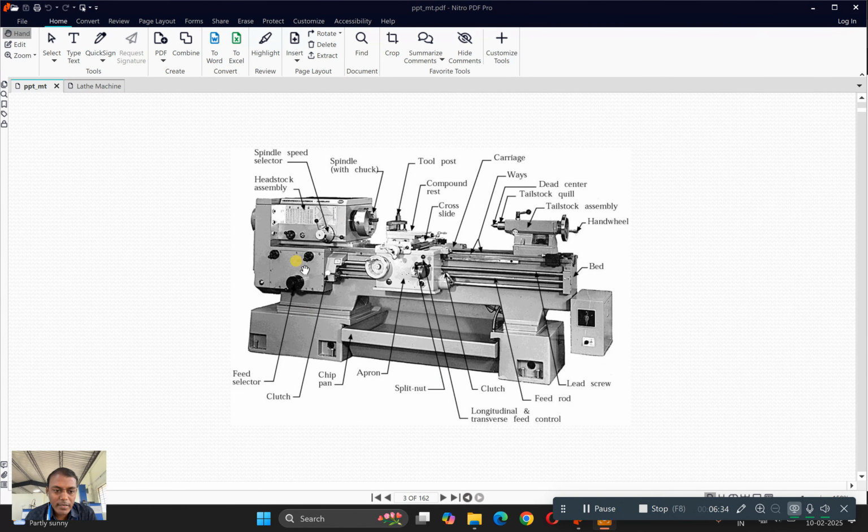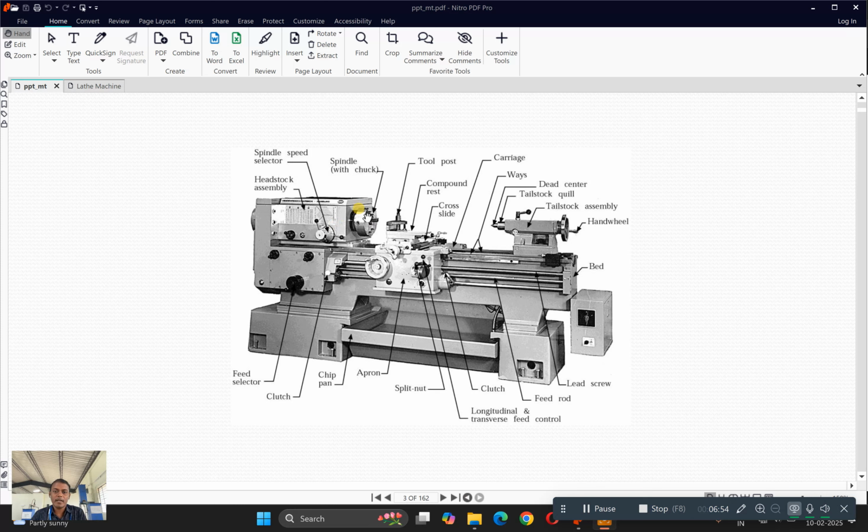On the left hand side of this diagram you can see there is a headstock. This portion is called the headstock. Inside this headstock we have many speed gear trains. These gear trains are used to vary the speed of this chuck. This is called the chuck.